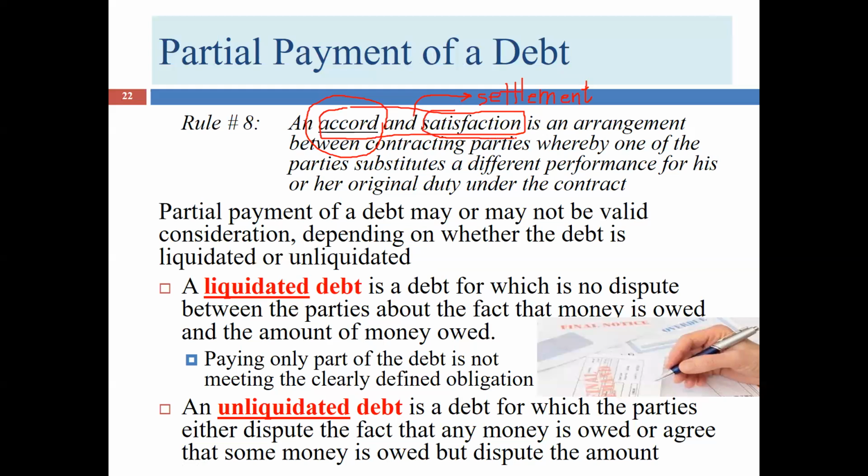So we write up the accord, we both sign it, it's a good deal for both of us, or at least we think it's a good deal for both of us. And now I present Bob with a check for $750. That's the satisfaction. Once I've done both of those things, we have a done deal. We have settled the lawsuit. You know, my initial obligation was to paint the barn by that particular date. But now I'm substituting a different performance, in this case paying the $750 instead of painting the barn by a particular date.